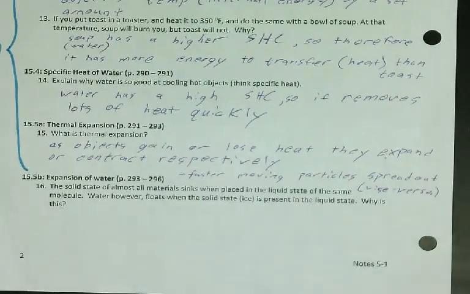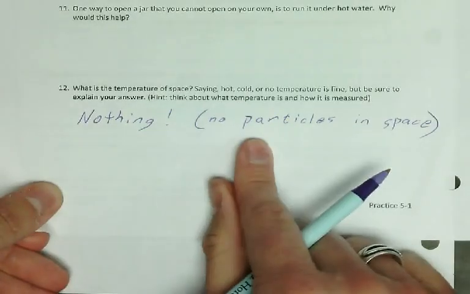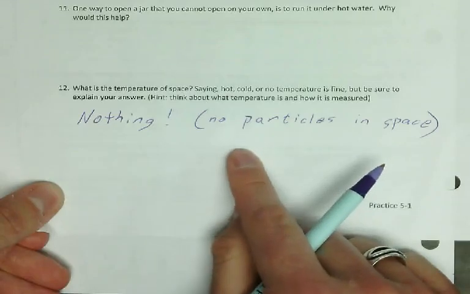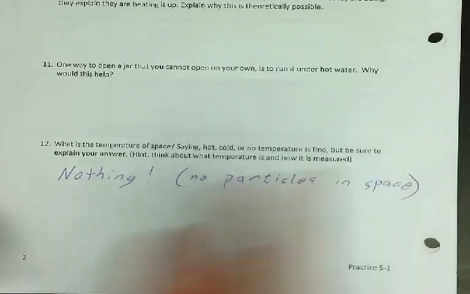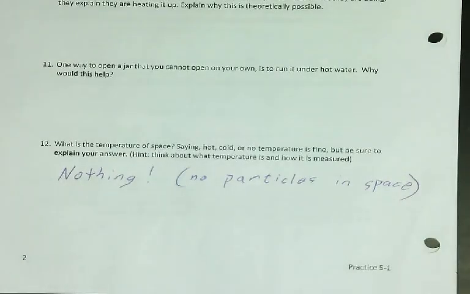Let's look at a good example of this real quick. So you got your practice 1 sheet. On the back, I believe we did 12 already, right? Where we talked about temperature of space. Look at 11. So one way to open a jar that you cannot open on your own is to run it under hot water. This actually works. Why?